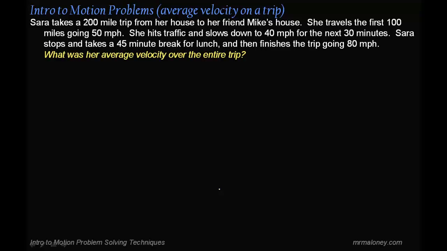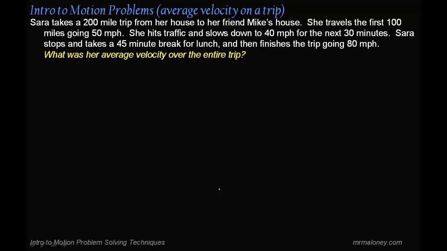So in this case, we have Sarah going to her friend Mike's house. Sarah takes a 200-mile trip from her house to her friend Mike's house. She travels the first 100 miles going 50 miles per hour. She hits traffic and slows down to 40 miles per hour for the next 30 minutes. Sarah stops and takes a 45-minute break for lunch, and then finishes the trip going 80 miles per hour. What was her average velocity over the entire trip?